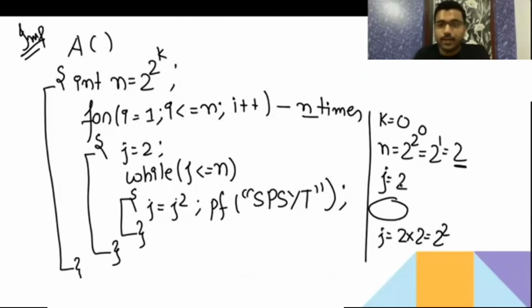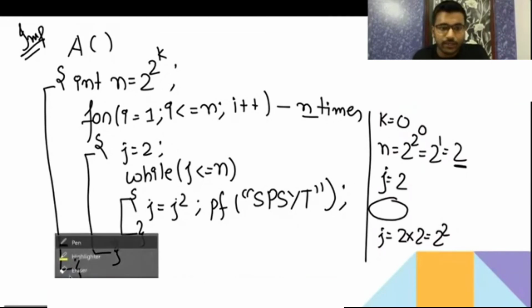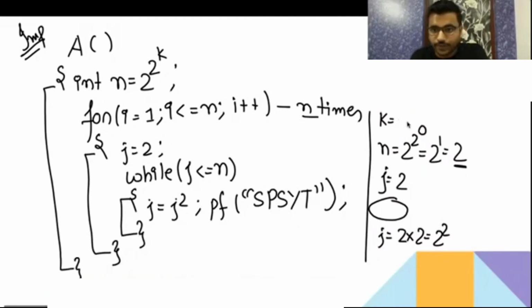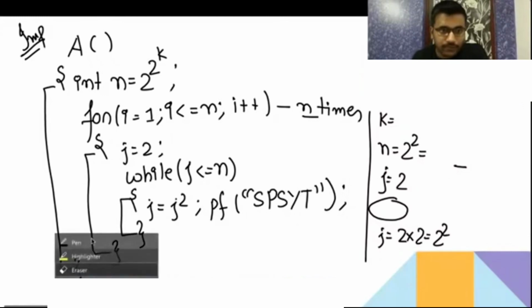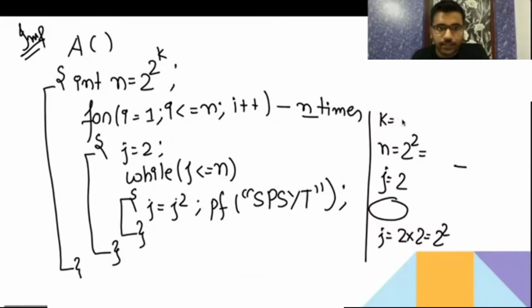See here, let me erase that. Here I will show you for k equal to 1, so that it will be easy for me to explain. When k is equal to 1, then it is like 2 to the power 2 to the power 1, so it is going to be 2 to the 2, that is 4. So now this loop is going to execute 4 times. Now for each value of I, how many times is it going to execute?